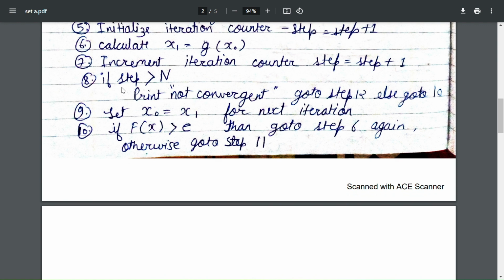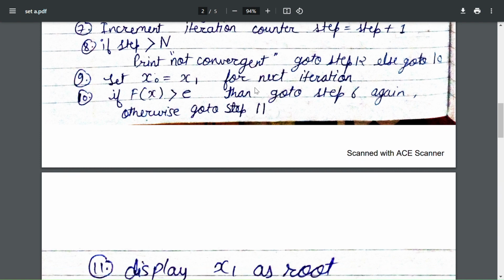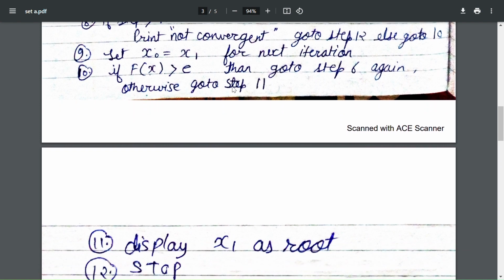If it is true, we will print it is not convergent and move to step number 12. And if it is false, then we will move to step number 10. Then in step number 9, we will set x0 equals to x1 for the next iteration. Now in 10th step, we will check a condition f of x is greater than e.